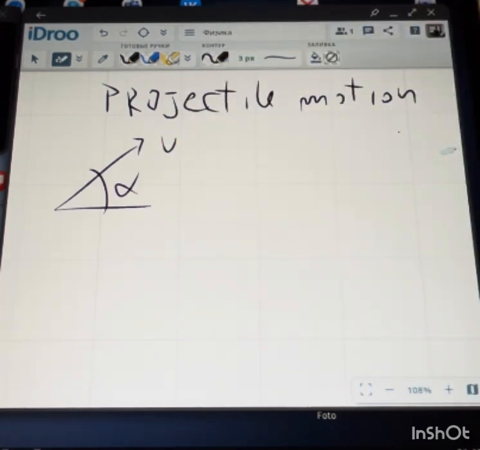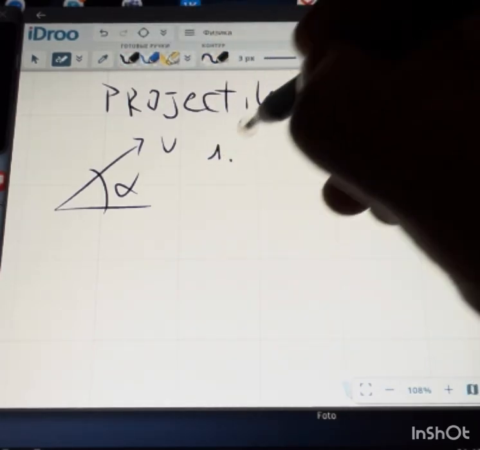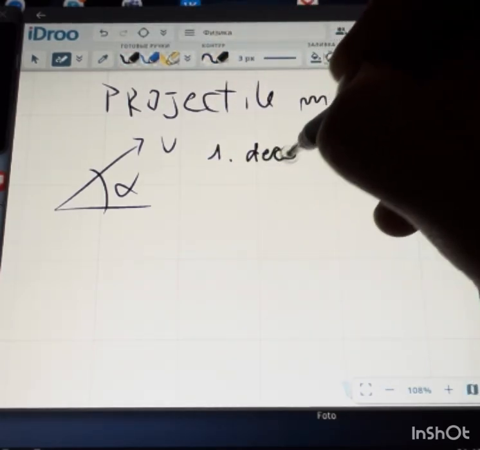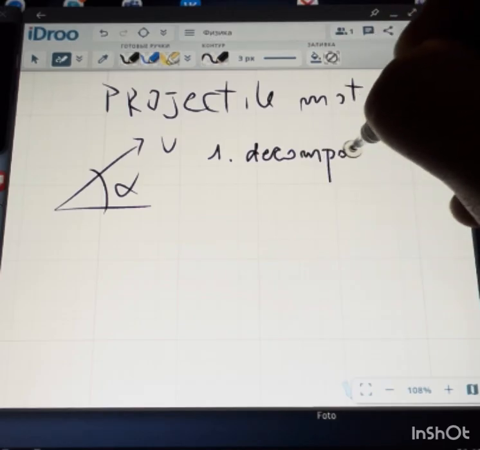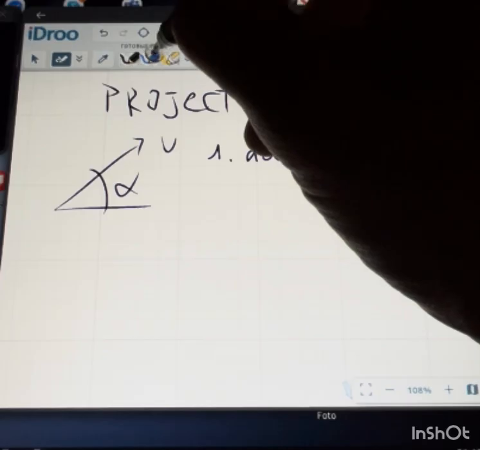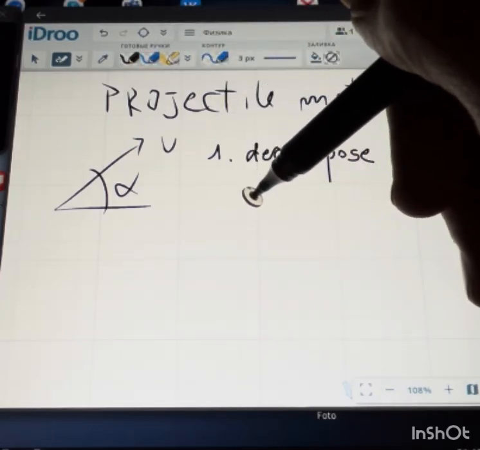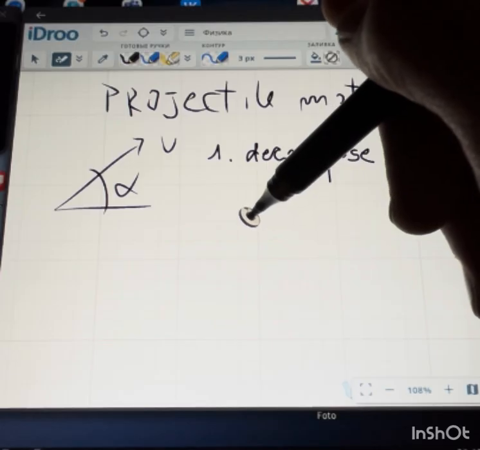Once you have the angle and the initial velocity as a vector, what you can do is, let me write it here, decompose. What does it mean? Thank you for correcting my English. It's a long time since I lived in the UK. Like decompose, like take it apart?